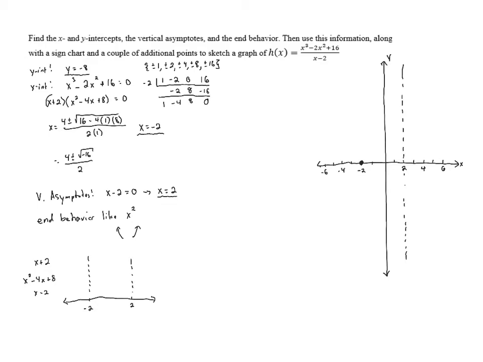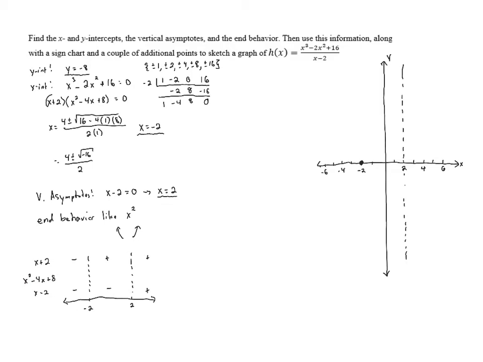So x plus 2 is going to be positive so long as x is greater than -2 and negative otherwise. Let's skip to x minus 2 for a moment. This will be positive so long as we're greater than 2 and negative otherwise. And then finally, x squared minus 4x plus 8.